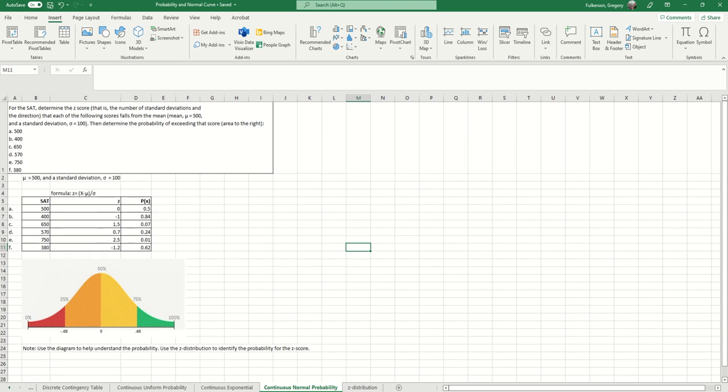And finally, we come to the normal probability. And this will be useful for a lot of purposes throughout the semester.